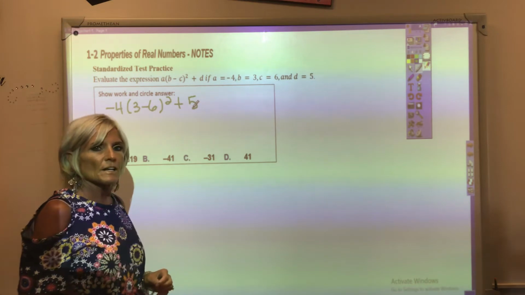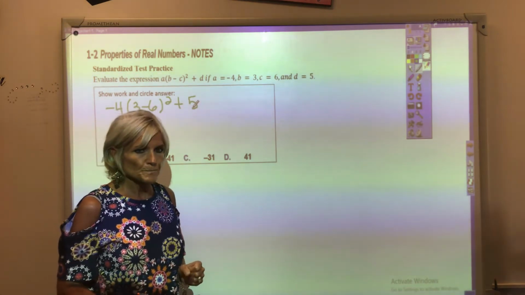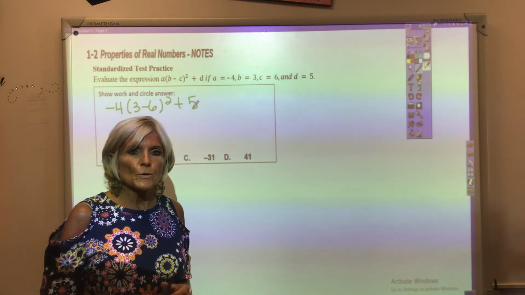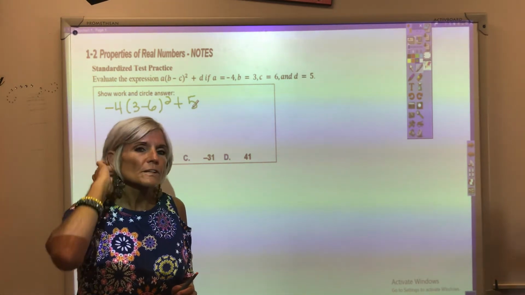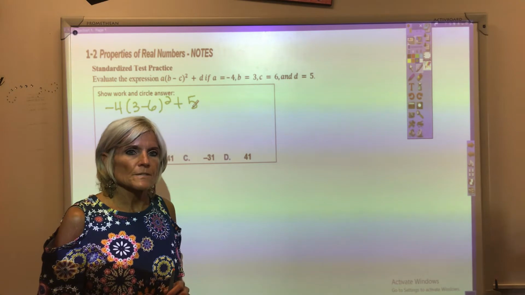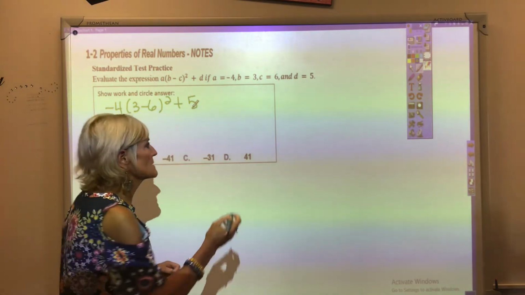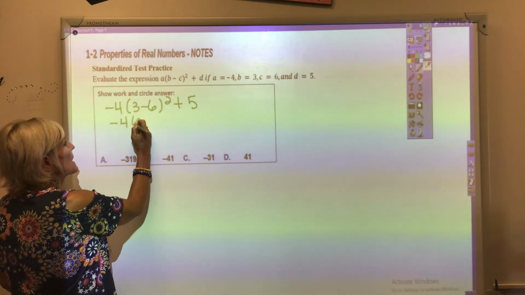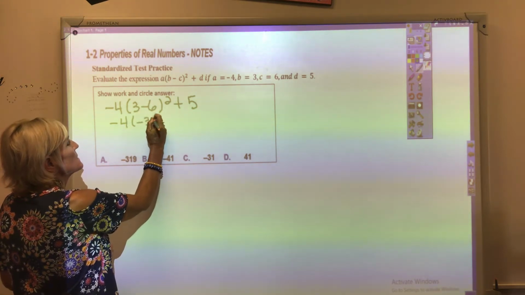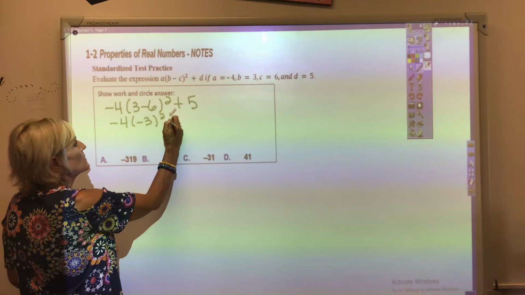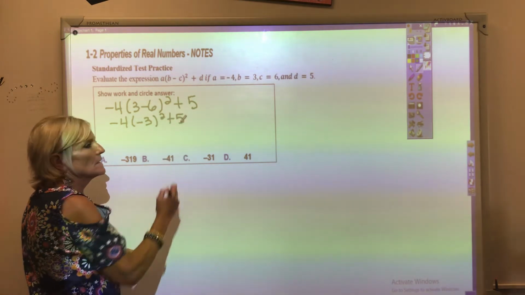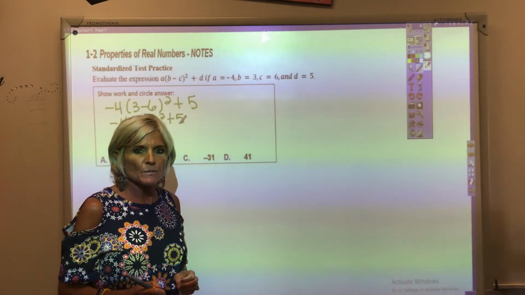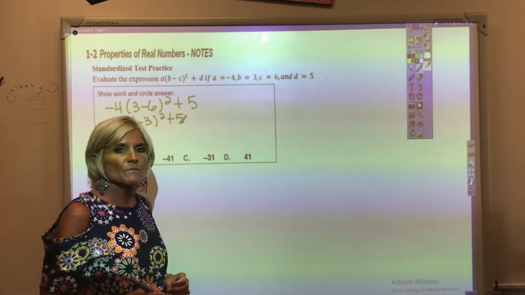And I want to make sure I use my order of operations. That being said, the first highest ordered operation is the parenthesis. So I want to simplify within the parenthesis. So I will have negative 4 times negative 3 squared plus 5. The next order of operations is the exponent. So I'm going to take negative 3 and square it.